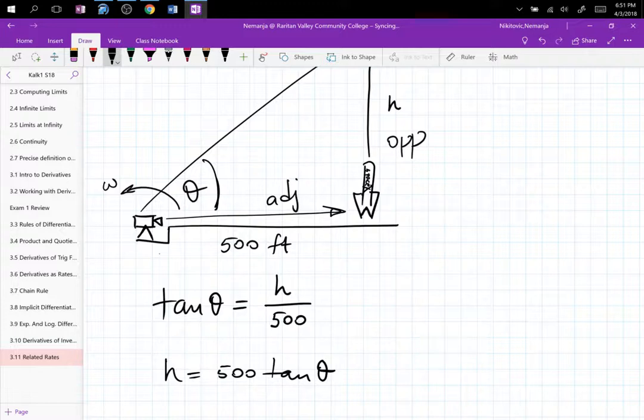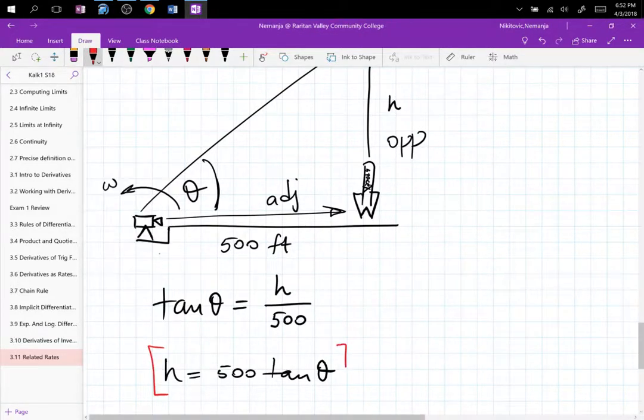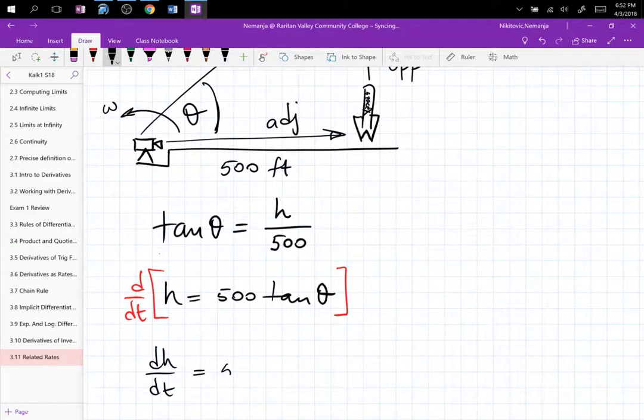Let's develop this formula in time now. So hit it with the derivative in time. On the left-hand side, we have dh/dt. On the right-hand side, we have a 500. What's the derivative of tangent? Secant squared theta, d theta dt.